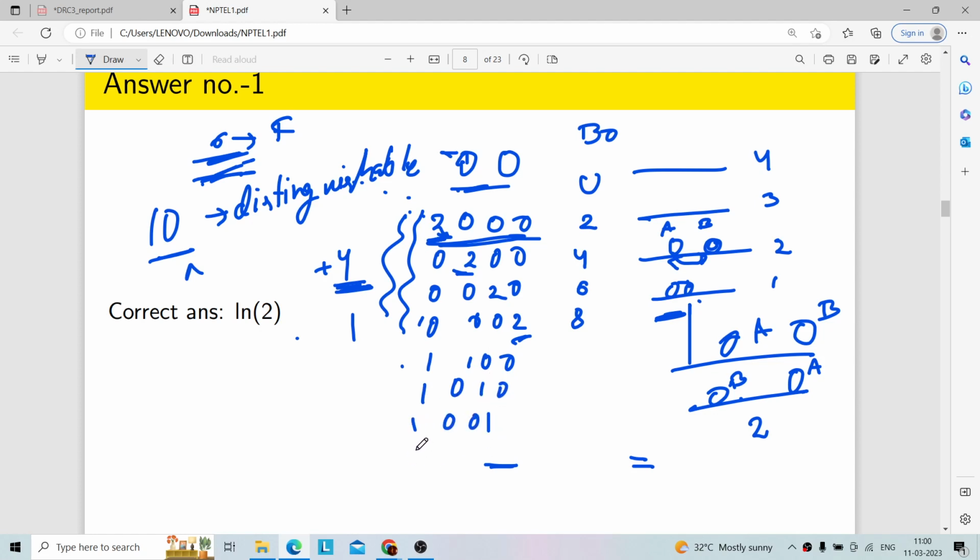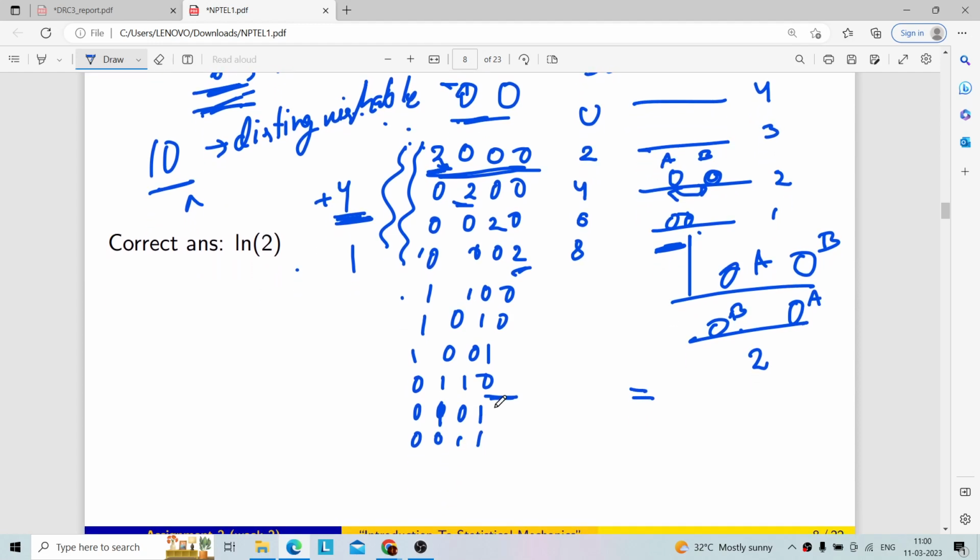1 1 0 0, 1 0 1 0, 0 1 1 0, 0 1 0 1, 0 0 1 1. 6, right? So its energy will be 3, this energy will be 4, this energy will be 5, this is 5, this is 2 and 3, okay, this is 5, this is 6, this is 7.